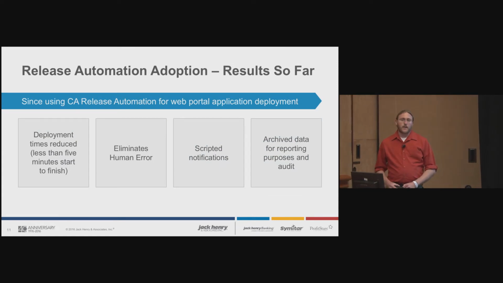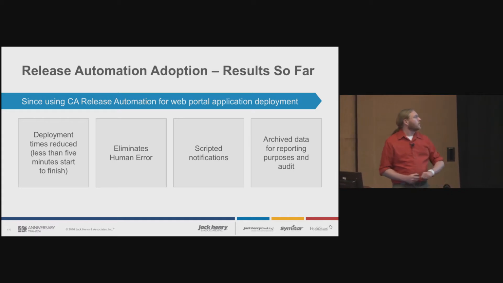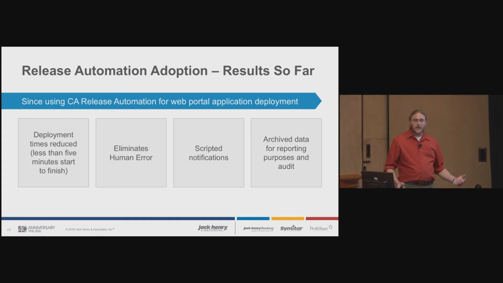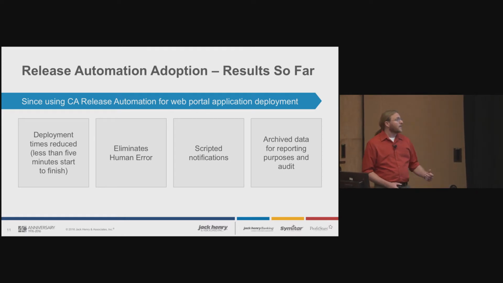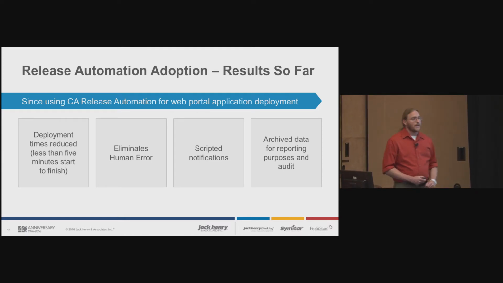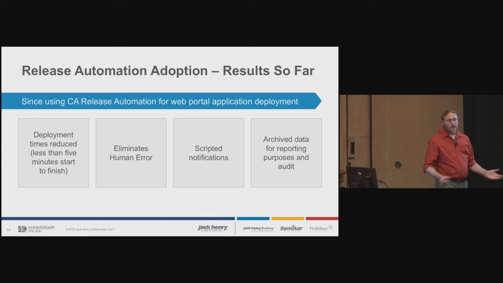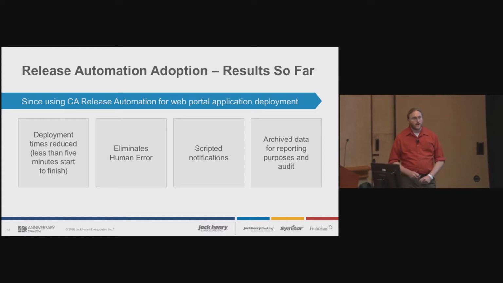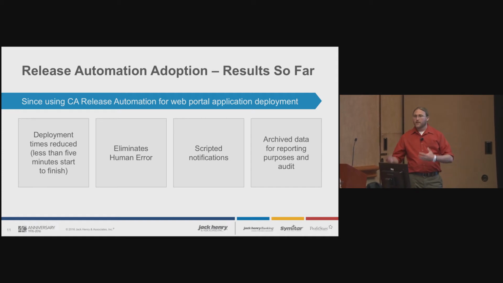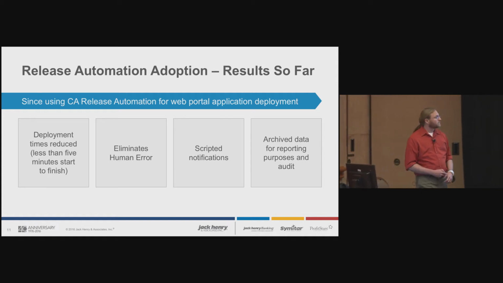Since using release automation for this application, we've seen a significant reduction in our deployment times. It's less than 5 minutes from beginning to finish, which was usually about a 30 to 45-minute process manually. We've completely eliminated human error. Since it's all automated, it's a light touch. There's only a single-click interaction relied upon with the operator, where they select which build they want to deploy.